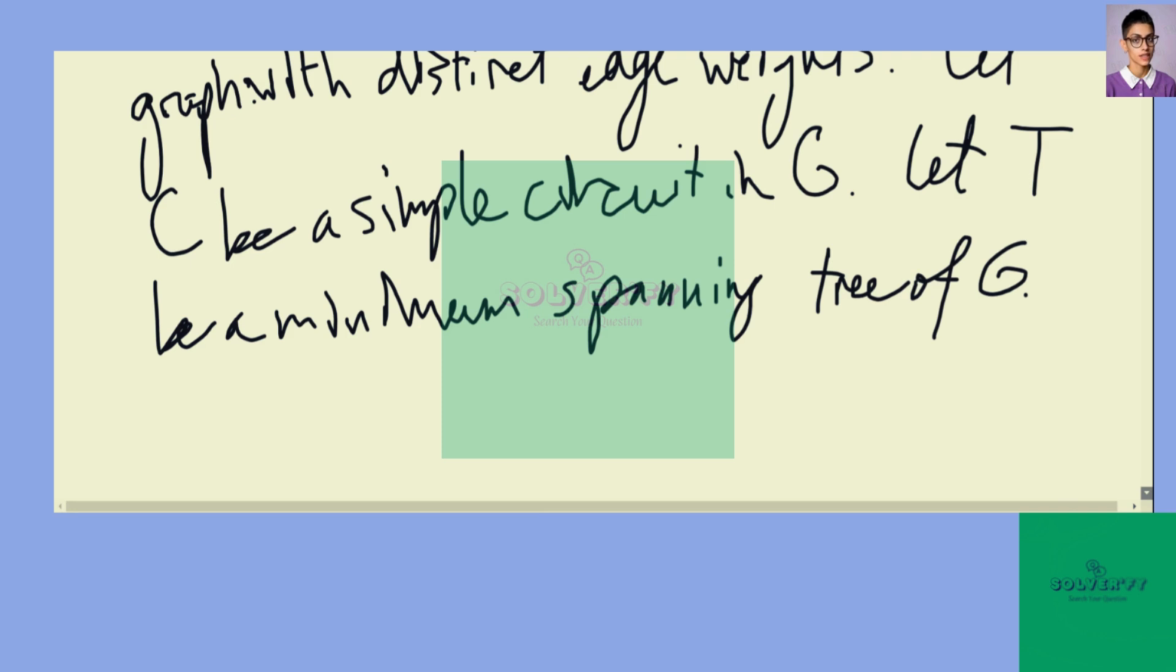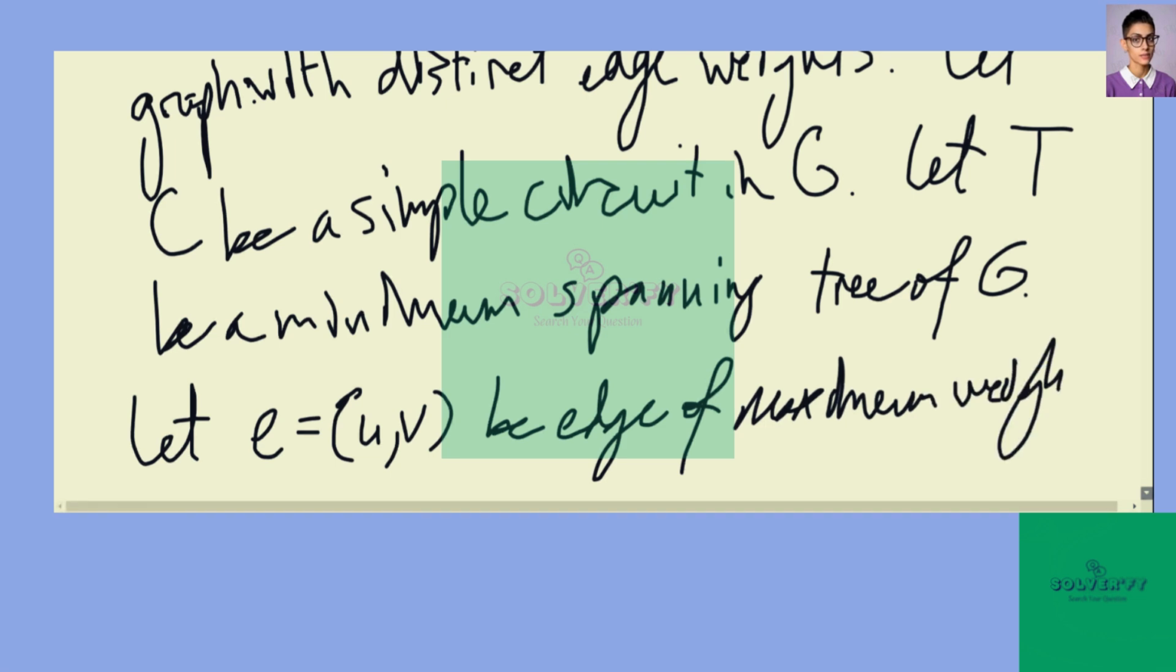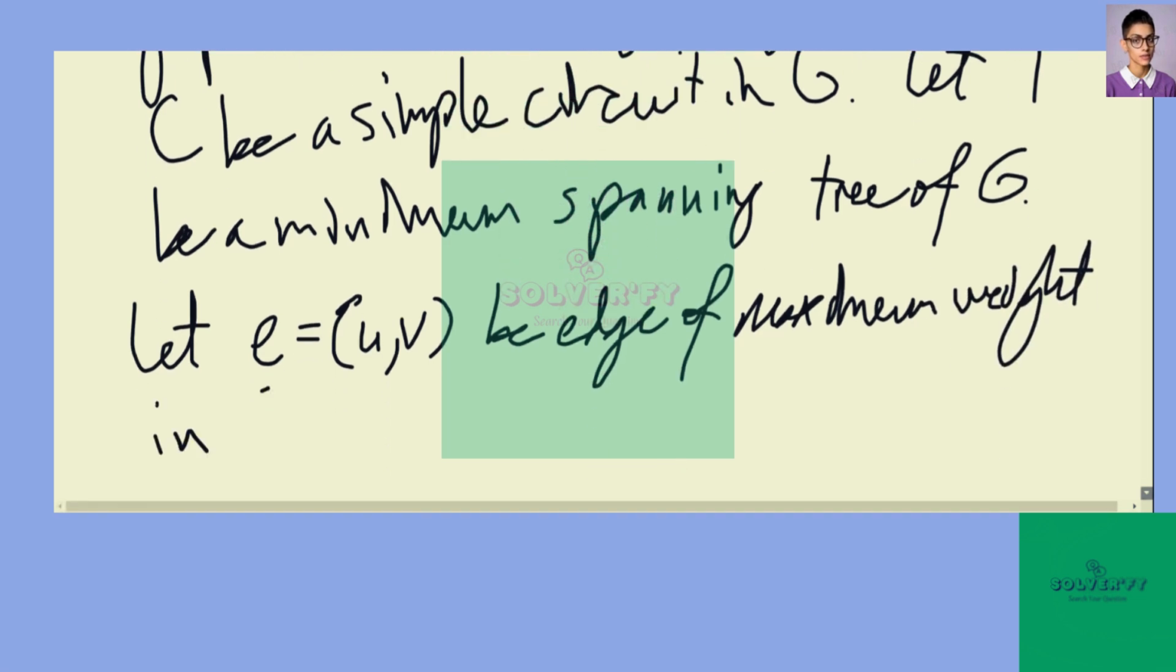So now, to engender a contradiction, let E be the edge of maximum weight in C, and for the contradiction, we'll assume that E is in the minimum spanning tree T.